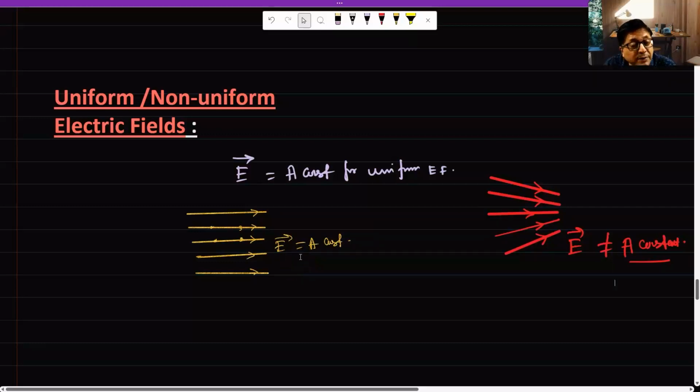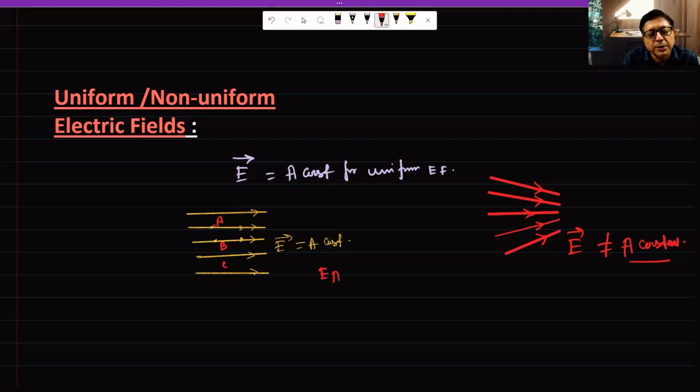In the forthcoming chapters and topics, we need the concept of this kind of representation. So if you take 3 points A, B and C in this manner, then also EA will be equal to EB equal to EC.